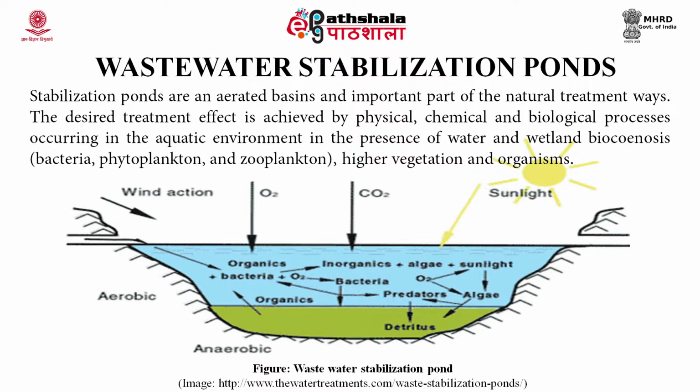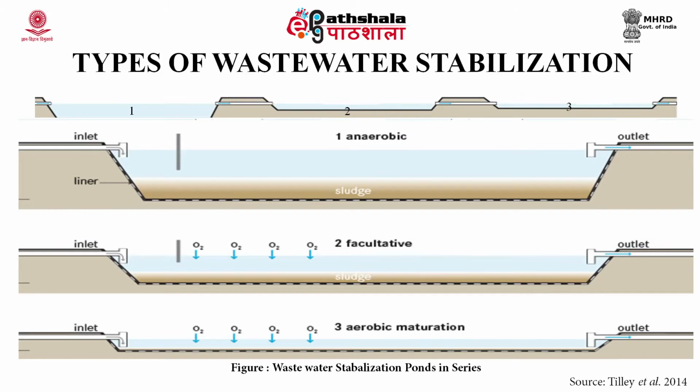Stabilization ponds are an important part of the natural treatment methods. The desired treatment effect is achieved by physical, chemical and biological processes occurring in the aquatic environment in the presence of water and wetland biocenosis. This biocenosis includes the bacteria, phytoplankton and zooplankton present in the aquatic system and also the higher vegetation and organisms. Wastewater stabilization ponds can be divided into three categories: number 1, anaerobic ponds; number 2, facultative ponds; and number 3, aerobic ponds. Aerobic ponds are also called maturation ponds.